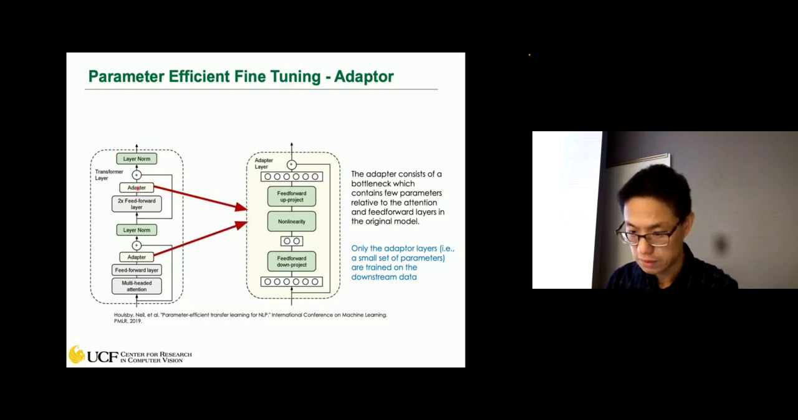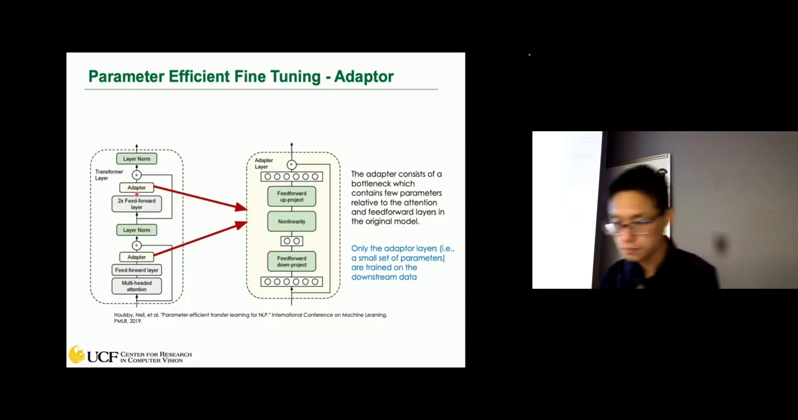So they also have an adapter after the feed-forward layer. These feed-forward layers also have a lot of computation to aggregate the information and change the representation. So the idea here is that I want to do some small adjustment, okay? That's why I'm adding an adapter here to make some changes.